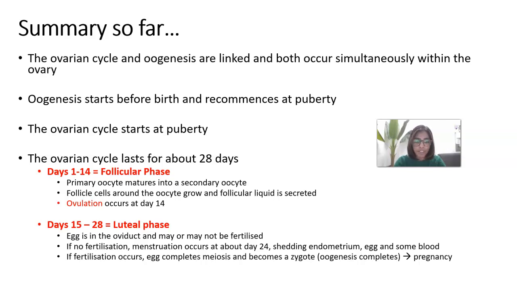At round about day 14, ovulation occurs and an egg is expelled from the ovary. And then on the second half of the cycle, we have the luteal phase, and this is days 15 to 28. The egg, which is now in the oviduct, may or may not be fertilized, and if no fertilization occurs, menstruation will start to happen round about day 14, which leads to shedding of the endometrial lining, the egg, and some blood. If fertilization does occur, then the egg will complete meiosis. It will then become a zygote, and that will lead to pregnancy.